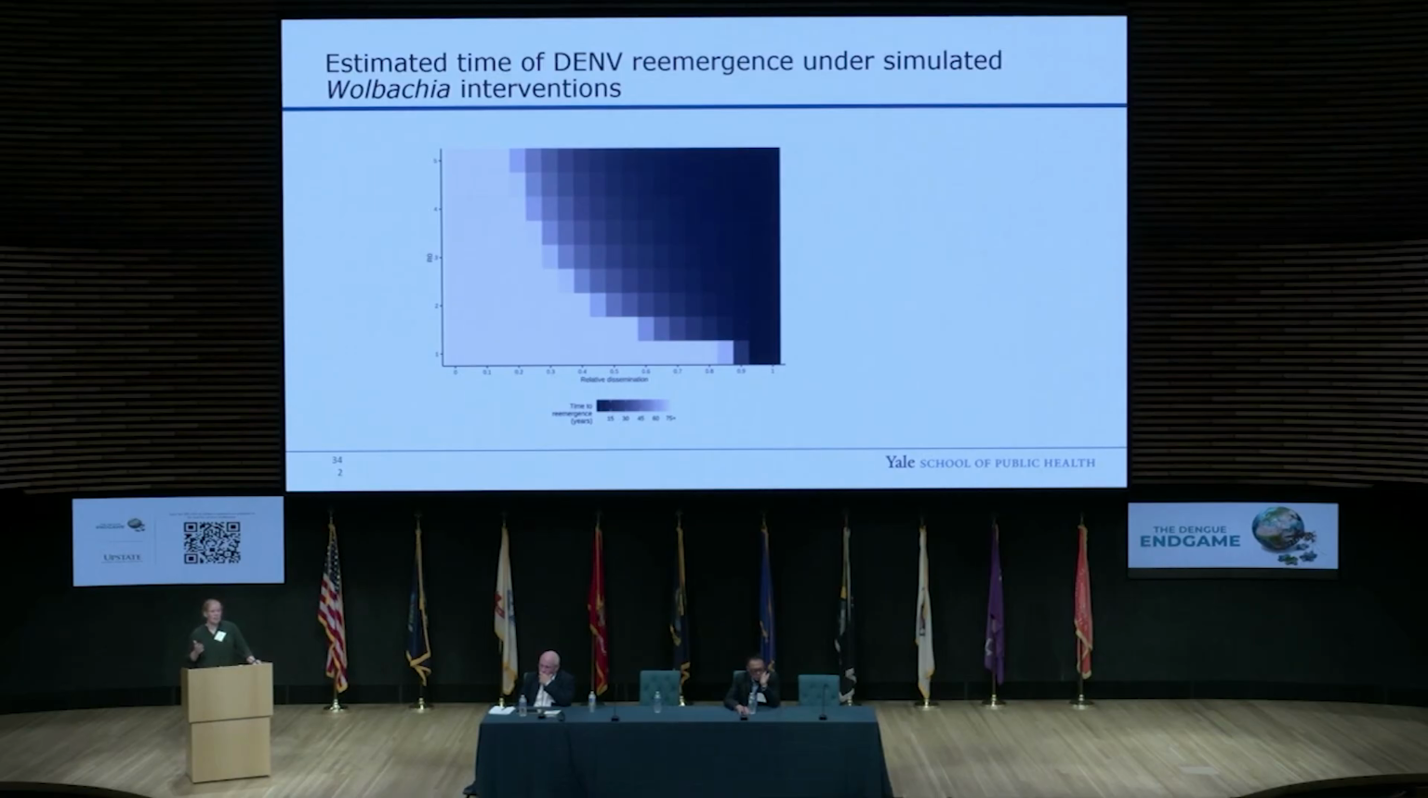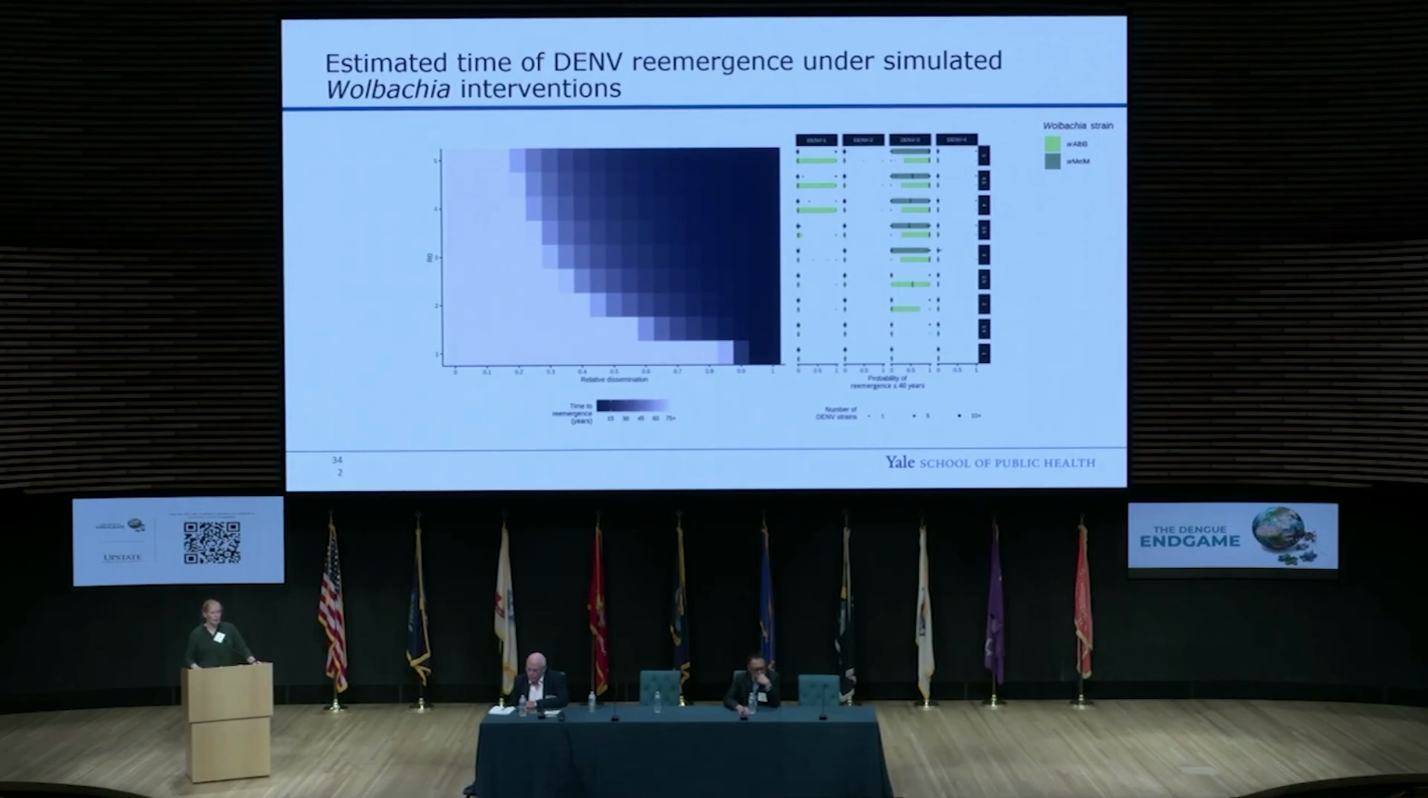And what you can see is that both increasing transmission intensity as well as increasing relative dissemination lead to a sort of faster reemergence of dengue. I think that intuitively makes sense. But then we wanted to know, how does that play out with the two different Wolbachia types and the 4 serotypes that we tested? So we really wanted to use the experimental data in this model to see how that makes a difference.